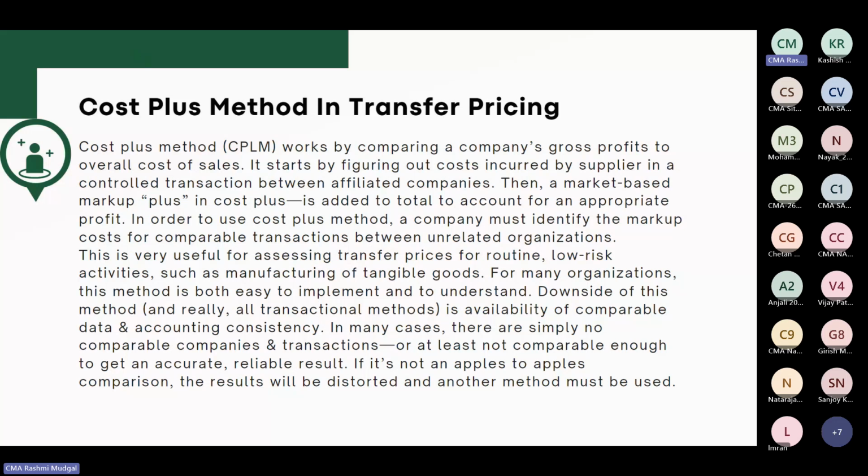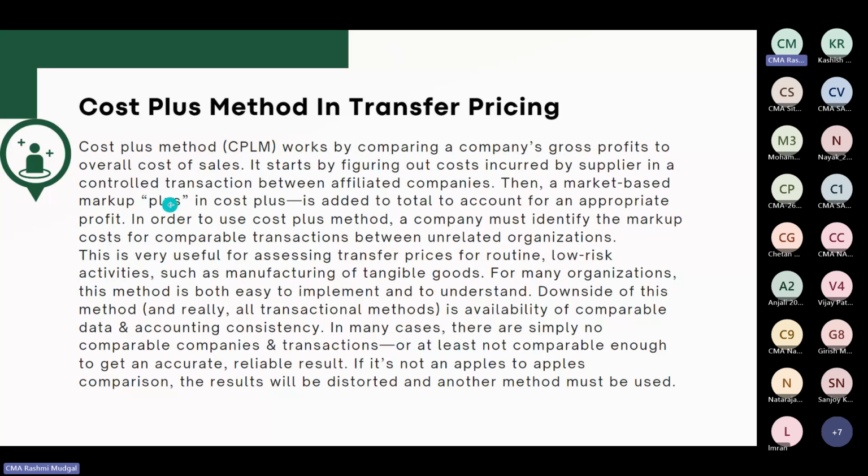So here what happens, the profit is not always appropriate, at least not comparable, not accurate, not reliable, but it is for the percentage of profit. This is for the percentage of profit. For many organizations, this method is both easy to implement and easy to understand. But in many companies, it can be the reverse. It can be very reverse.